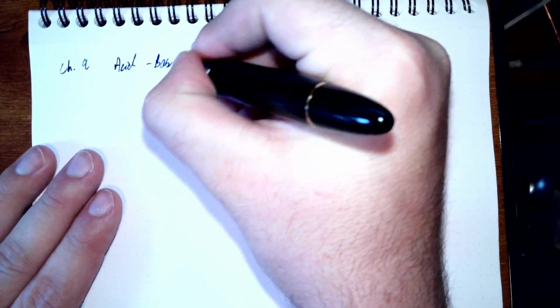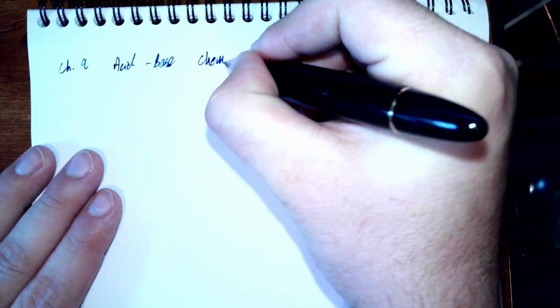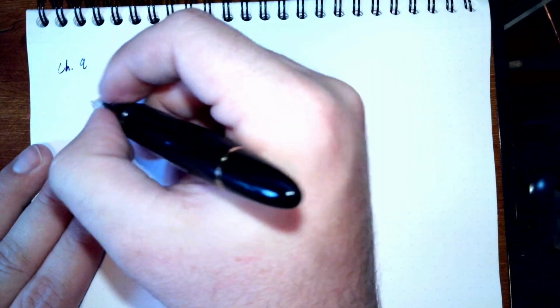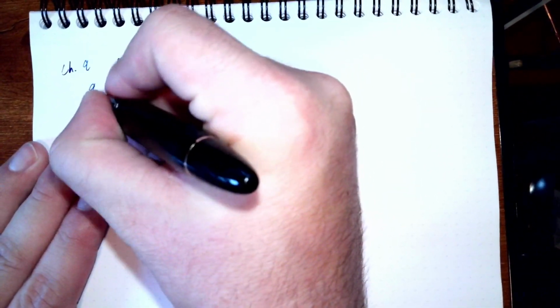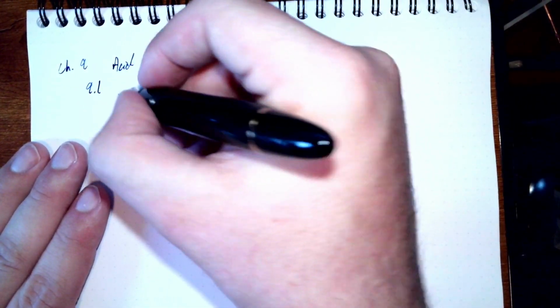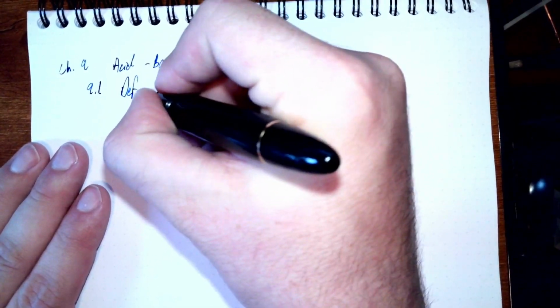Alright, so we are going to get into Chapter 9, which is on acid-base chemistry. And first thing we're going to look at in Section 9.1 is on our definitions of acids and bases.